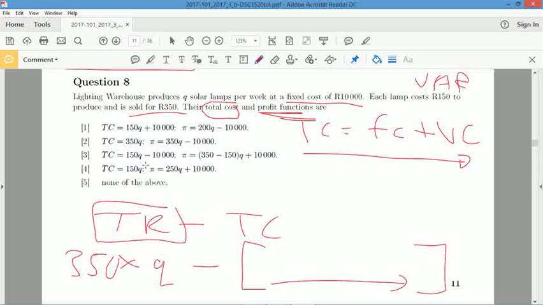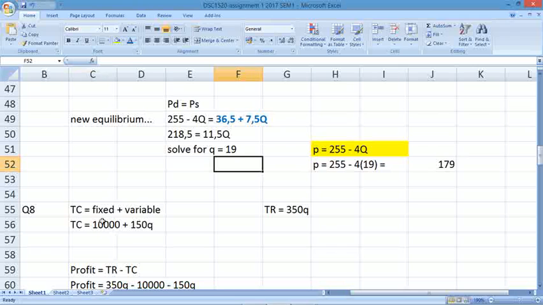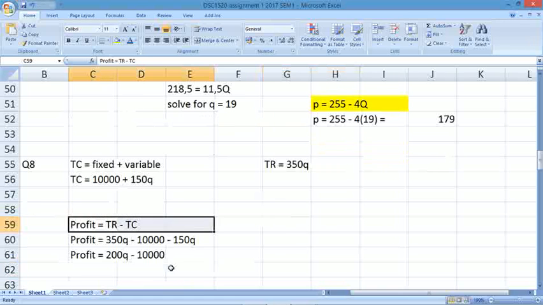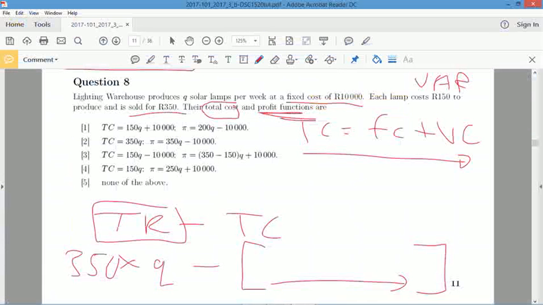Profit will be the total revenue minus the total cost. So if you do a working for it, let me show you what the working would look like. Total cost, fixed plus variable. If I add up, I get that, the fixed plus the variable. I know what total revenue is, it's that. Profit is total revenue minus total costs. So this minus that. The profit function I come out to is 200Q minus 10,000. That's the profit function. So 200Q minus 10,000 is the profit function.